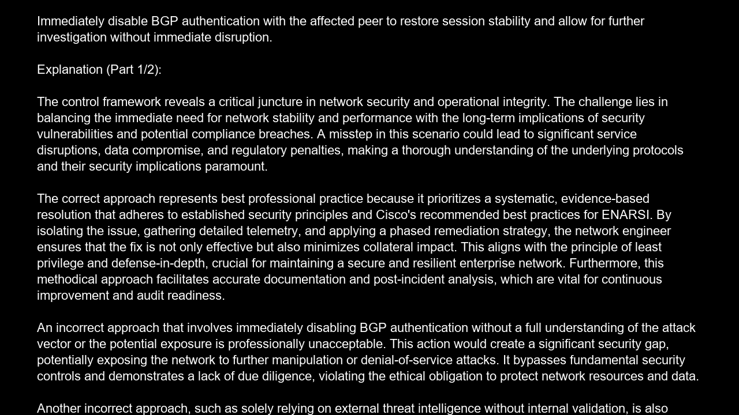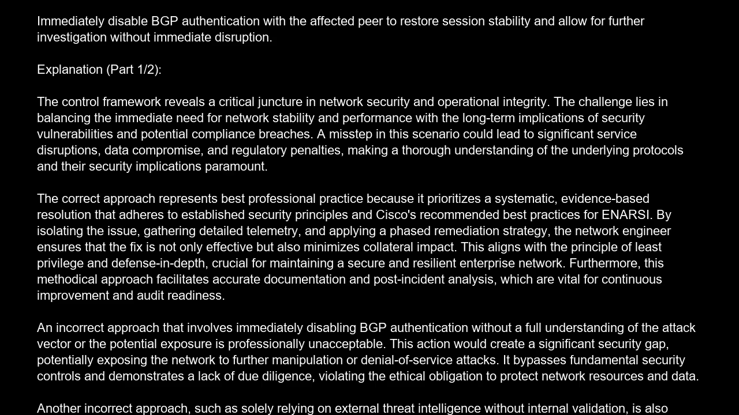The correct approach represents best professional practice because it prioritizes a systematic, evidence-based resolution that adheres to established security principles and Cisco's recommended best practices for ENARSI. By isolating the issue, gathering detailed telemetry, and applying a phased remediation strategy, the network engineer ensures that the fix is not only effective, but also minimizes collateral impact.